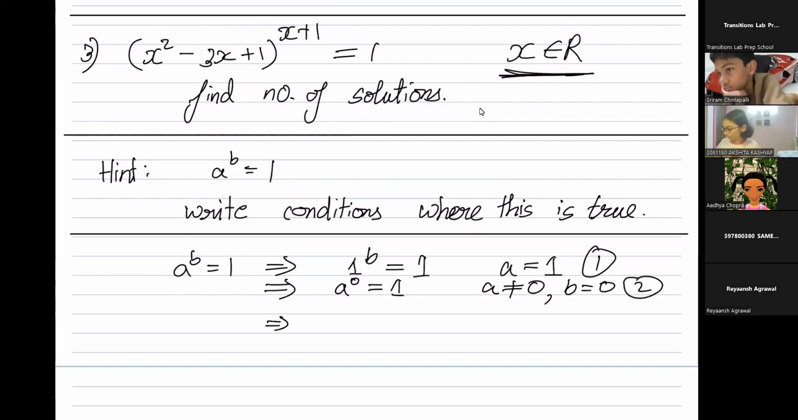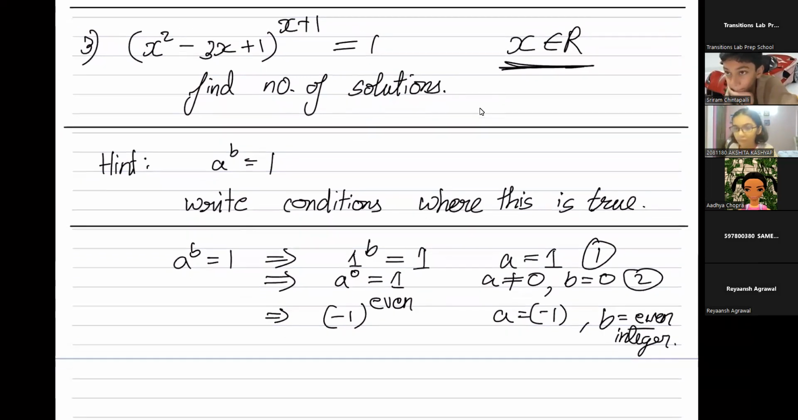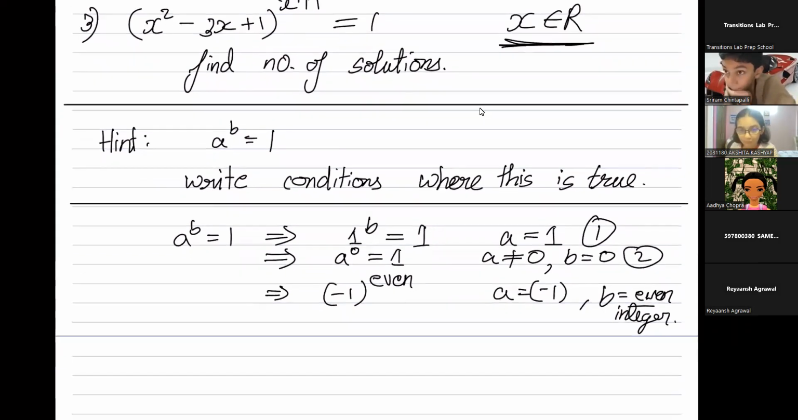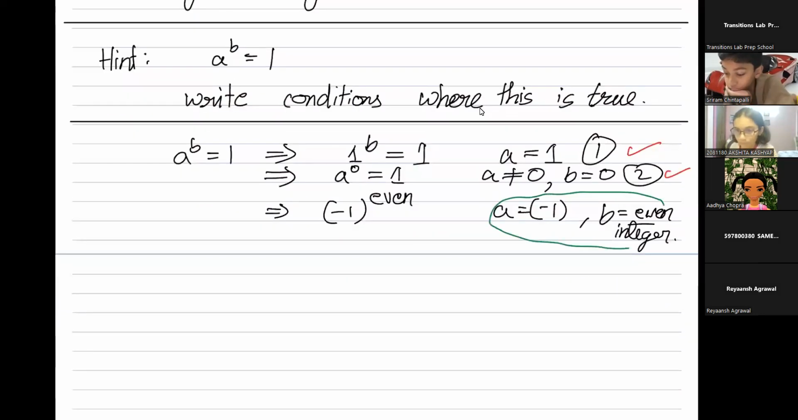We can also have minus 1 to the power even. In this case, we have a equal to minus 1, comma, b equal to even number. Doesn't matter if it's positive or negative, it should be an even integer. Okay, these two are the most obvious cases. This is the most trickiest one. Sometimes people forget, and that is where this question becomes slightly tougher than an easy question.